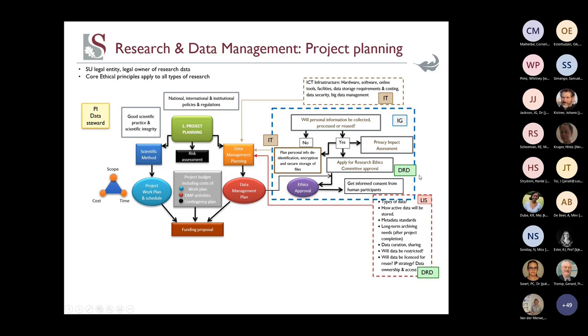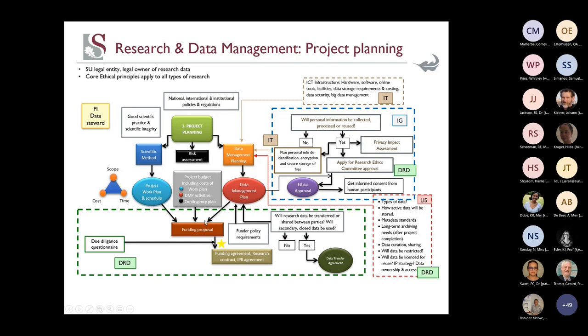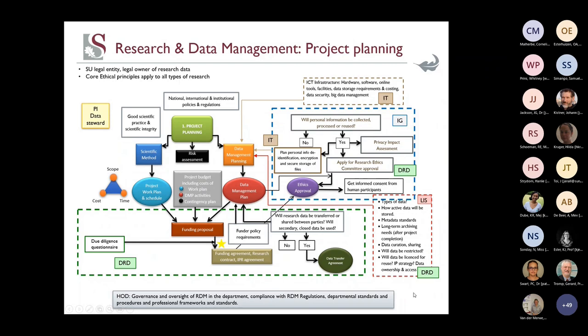So if you are successful in your funding proposal, then the funding agreement must be signed, and DRD will help with that. And they are also involved in the due diligence questionnaires. If you are going to share your data, the DRD can also help you with the data transfer agreement. Funder policy requirements must be taken into consideration here, and the DRD will also be there for researchers to help them. The head of department will be responsible for governance and oversight of research data management in the department, and then also he or she is also responsible for the compliance with the RDM regulations in the department, and can assist with departmental standards and other procedures that are discipline specific.